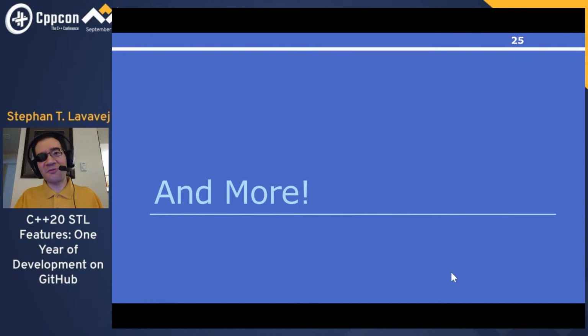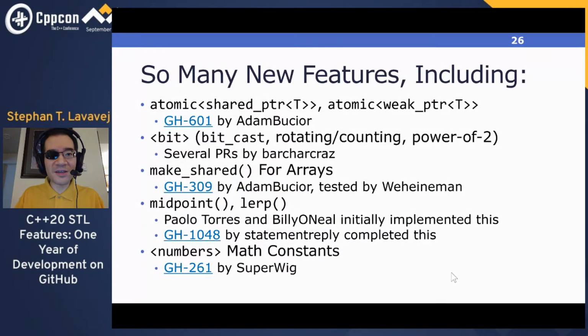And there are so many more features that we have added over the past year. I couldn't possibly talk about them all, but I do have a brief list of, and this is certainly not exhaustive, all the features we've added. We've got more atomic things. We've got atomic smart pointers that replace functions, individual functions that are quite horrible for correctness. These types, atomic shared pointer, atomic weak pointer, are type safe. That was implemented by our contributor, Adam Bussier.